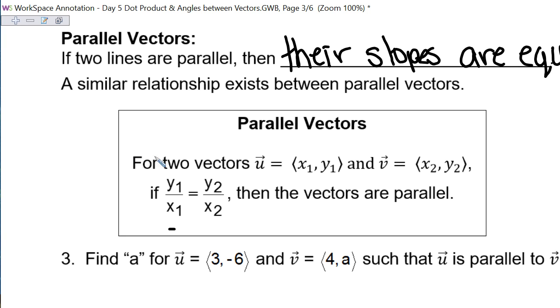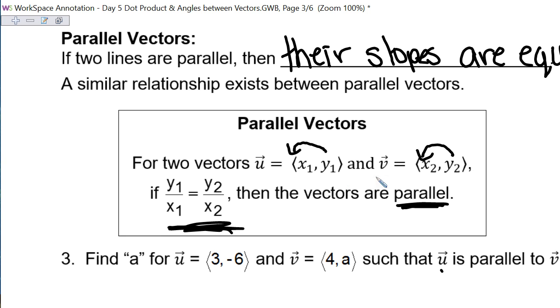It says for two vectors, vector u in component form is x1, y1. Vector v is also in component form x2, y2. If y1 over x1, which are these two values right here, is equal to y2 over x2, then the vectors are parallel. So if the ratio of y over x is the same for both vectors, then yes, they are parallel. Number 3 says to find the variable a for vector u in component form 3, -6, and vector v in component form 4, a. So we're solving for this value a, such that vector u is parallel to vector v.